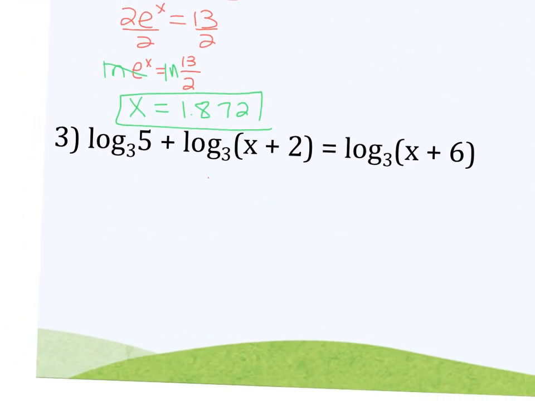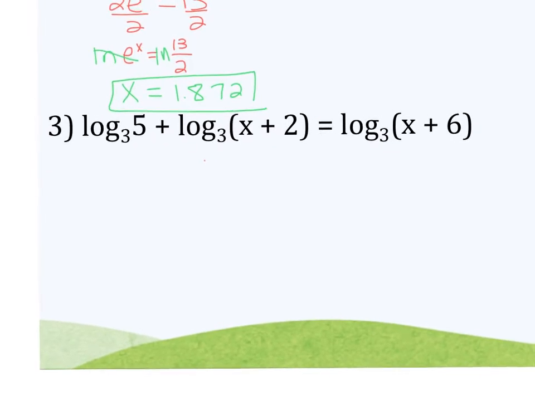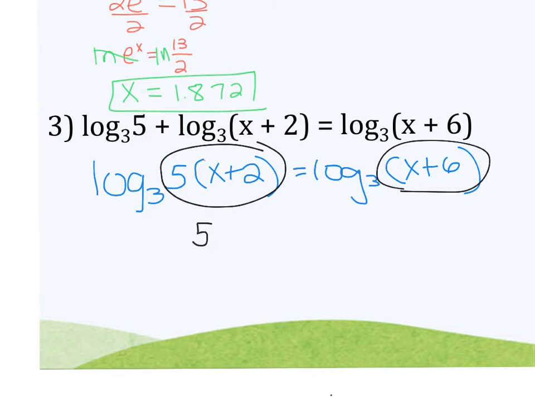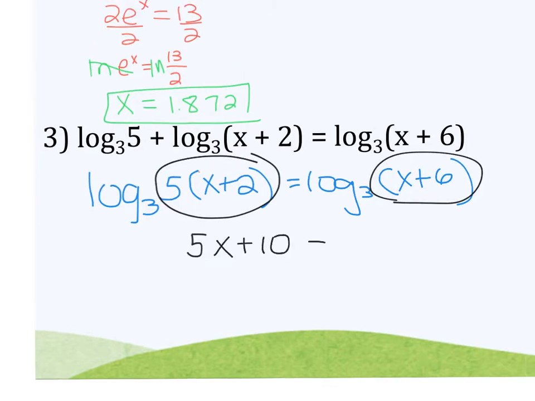All right, 3, I've got 2 logs on one side of my equation, so the first thing I have to do is condense them down into one log. If it's addition, when I condense, what do I do? Multiply. So this becomes log base 3 of 5 times x plus 2 equals log base 3 of x plus 6. And then the one-to-one property says if there's the same log on either side of the equal sign, I can take what is next to it and set it equal to each other. So 5x plus 10 would equal x plus 6, and then subtract the x. So I get 4x, subtract the 10, I get negative 4, divide, and I get negative 1.